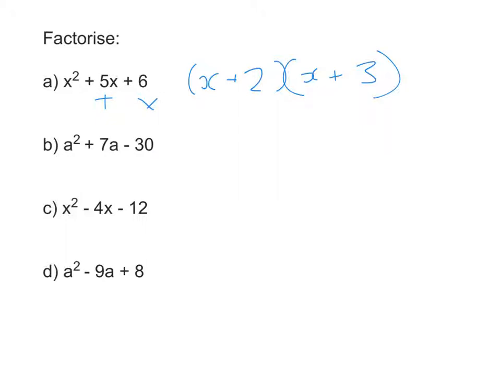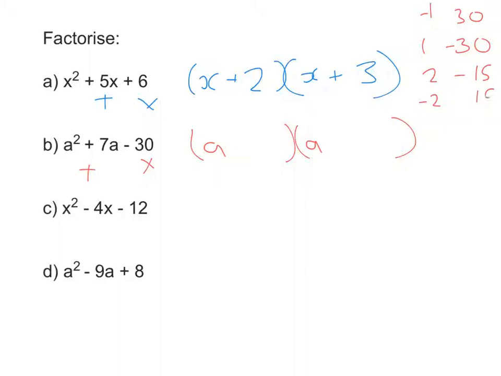So here's another example. Double brackets again, a this time. Two numbers that times together to get minus 30 and add together to get 7. Well, this one does get a little bit more complicated. What I would do is write down all the pairs of factors that times together to get minus 30. So that would be minus 1 and 30, 1 and minus 30, 2 and minus 15, minus 2 and positive 15, 3 and minus 10, or minus 3 and positive 10. Out of these, which pair of numbers adds together to get positive 7? Well, it's clearly going to be this one here. Minus 3 add 10 is positive 7. So that's minus 3 and positive 10.